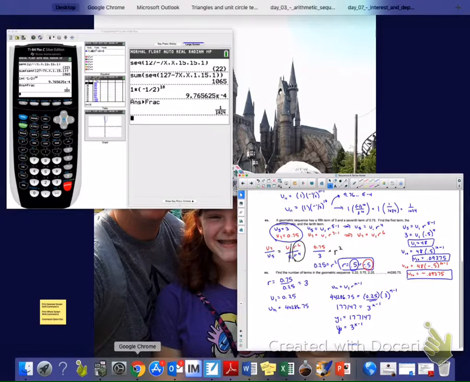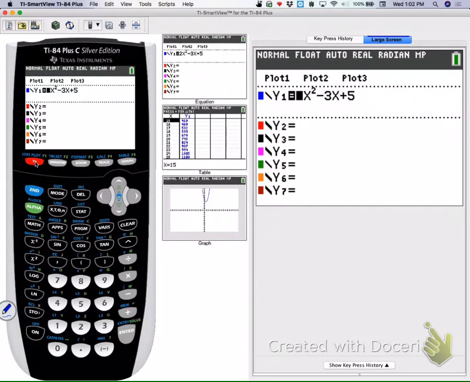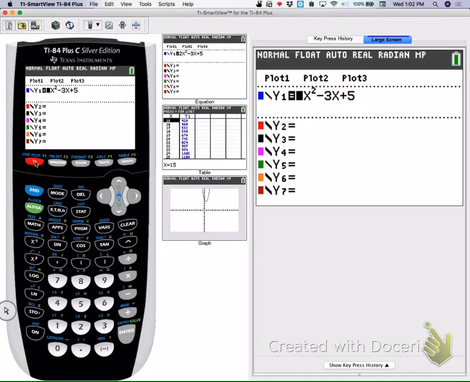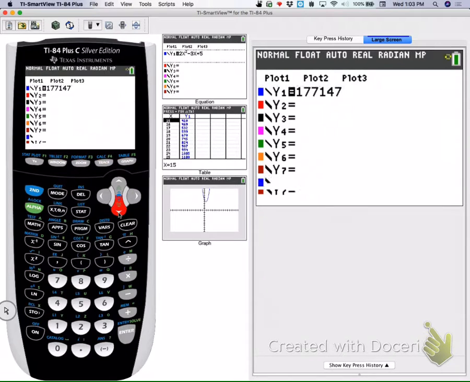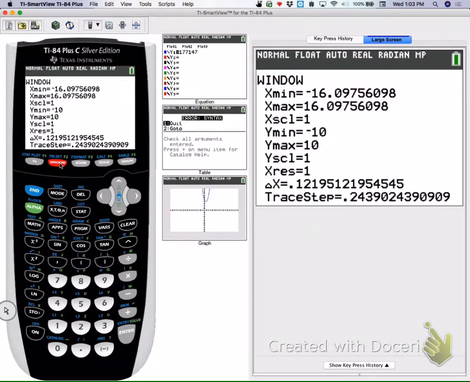So I'm going to go to my graph here, and I'm going to go to my y equals, and I'm going to type in that stuff we just talked about. Okay, so that's going to be 177147, and then 3 to the x minus 1. Now, mine went ahead and put it up in a power here, but if it doesn't, make sure you put it in a parenthesis. If I graph this right now, I'm not going to see anything because my graph only goes to 16 for the x's, and then it goes to 10 for the y.